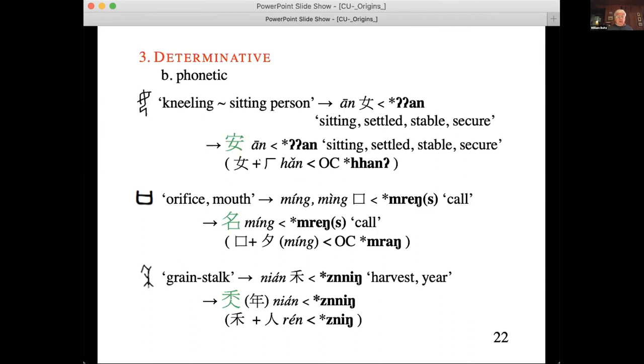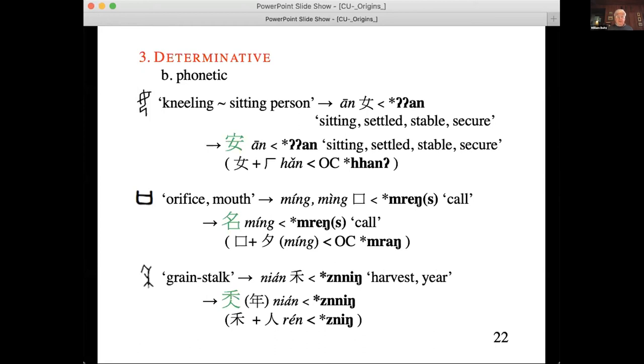In origin, it's a component that looks like this. The pronunciation of that component was given here, again, in Old Chinese. Modern Chinese, it's han. It sounds a little bit like an, but not quite. Old Chinese, it's the same story. It sounds a little bit like this, but not quite. Close enough for government work. This is the way the writing system worked.